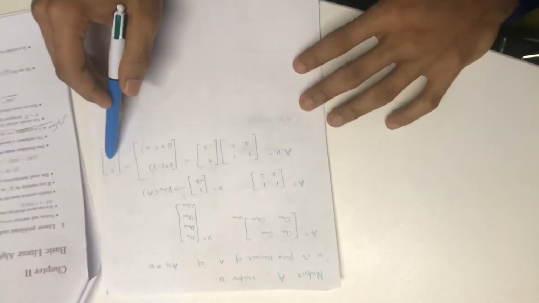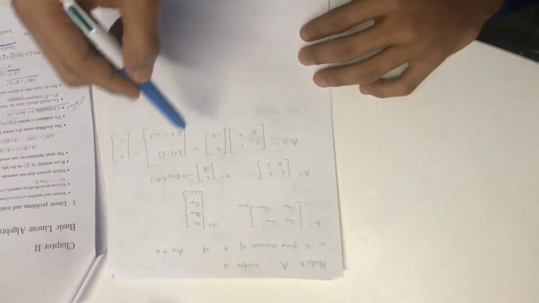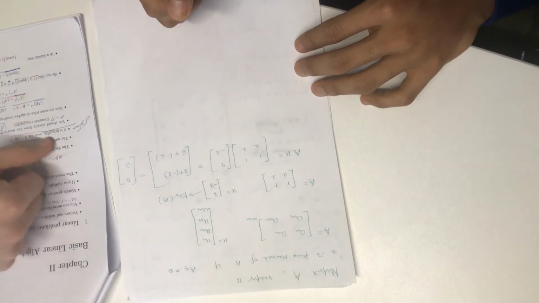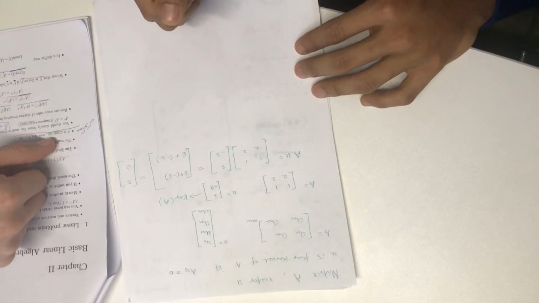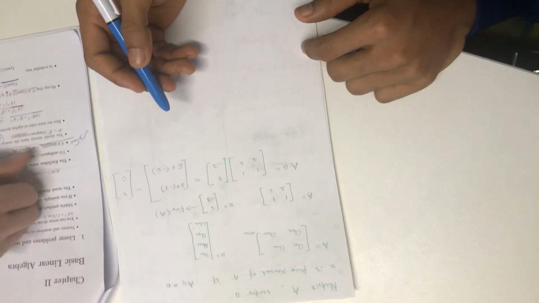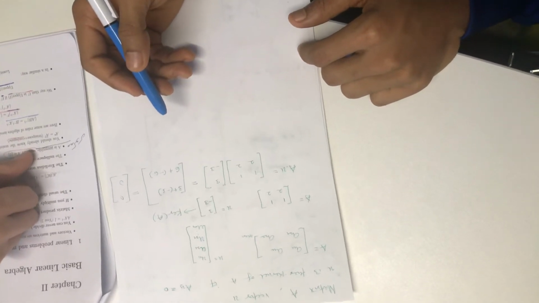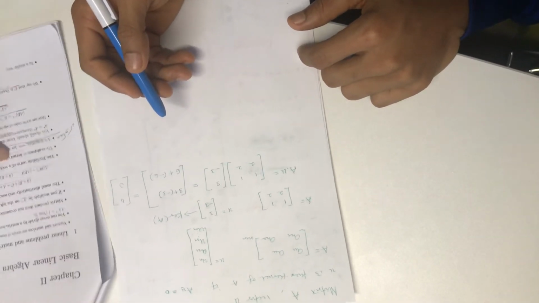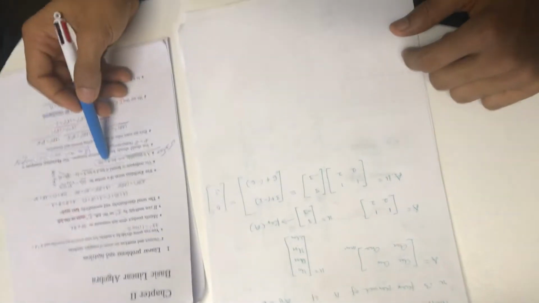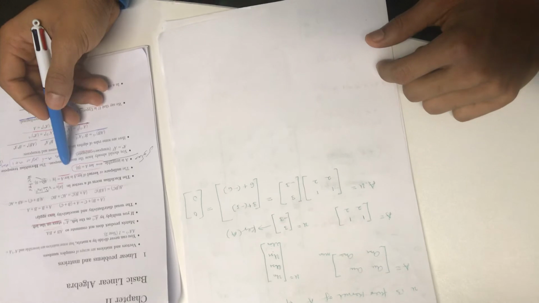The idea is, if I get 0 0 at the end, then this guy is a kernel. Invertible means you should be able to have an inverse, A to the minus 1. A is invertible if and only if the kernel of A is 0.